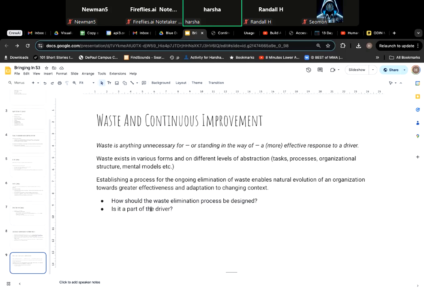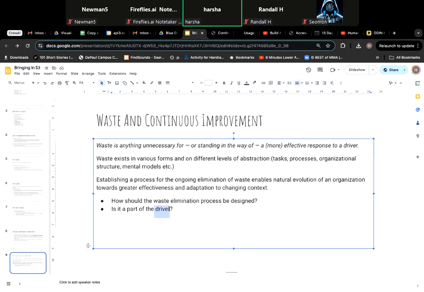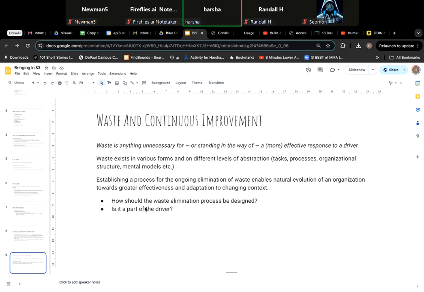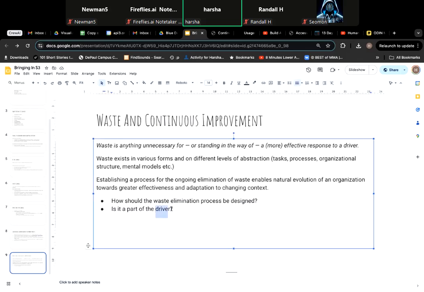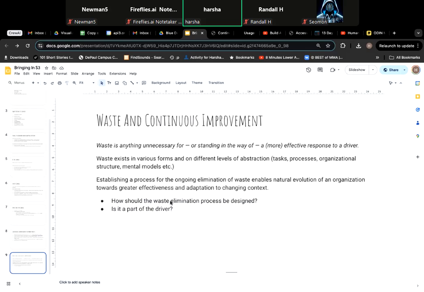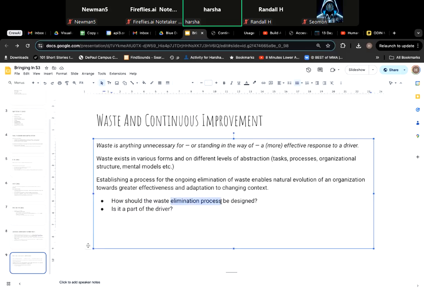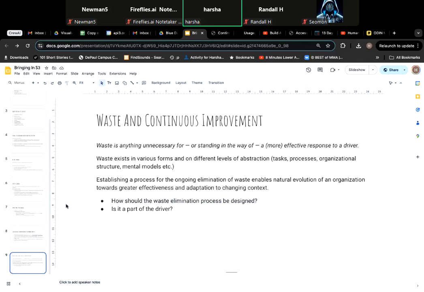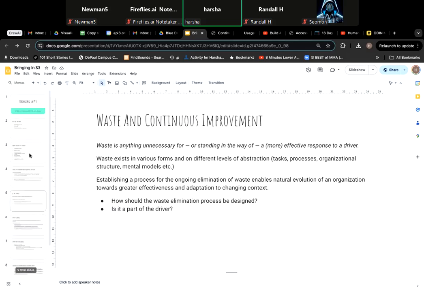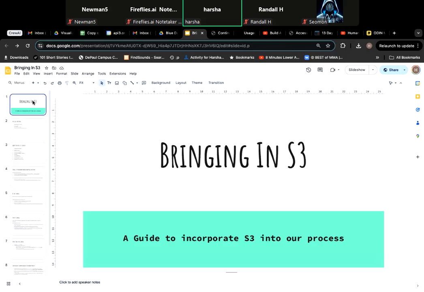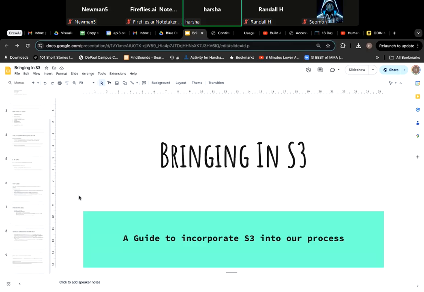So initially, when I thought about it, I almost thought a driver was a proposal, but it's not a proposal. It's just a statement. Driver is just a statement. So where we put in the elimination process is, I think, maybe not with the driver. Yeah, so this is something that I'm also not clear on, but I am open to thoughts. So that's all there is for bringing in S3. Now we are open for any questions, any discussions, any clarifications required.